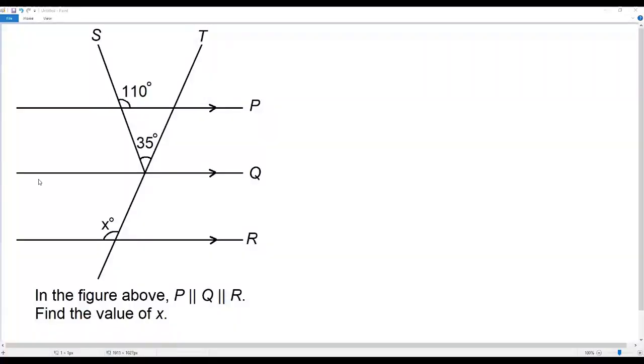Here we have a geometry problem. There is a figure given here. So in the figure above, the lines P, Q, R are parallel lines. So we have three parallel lines, and in this figure we have to find the value of x over here.